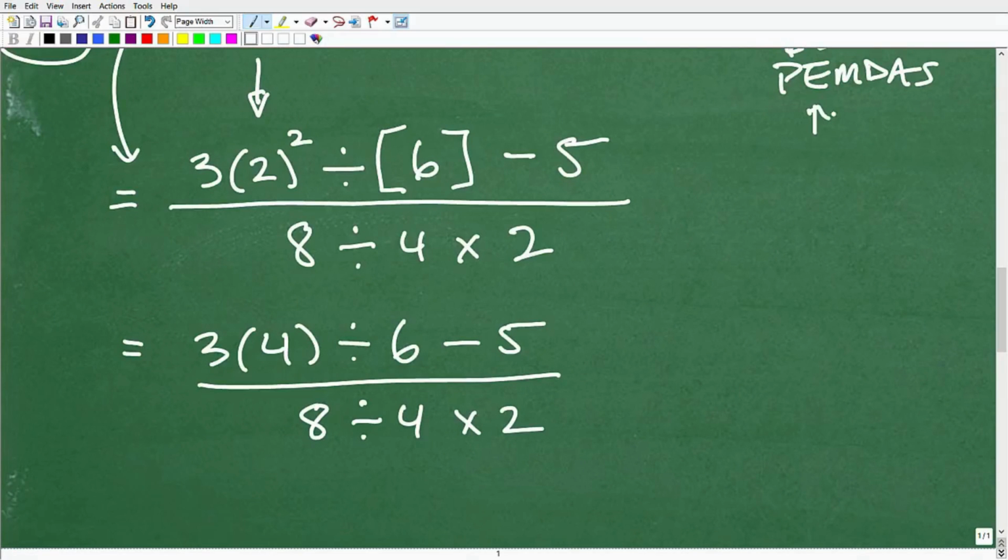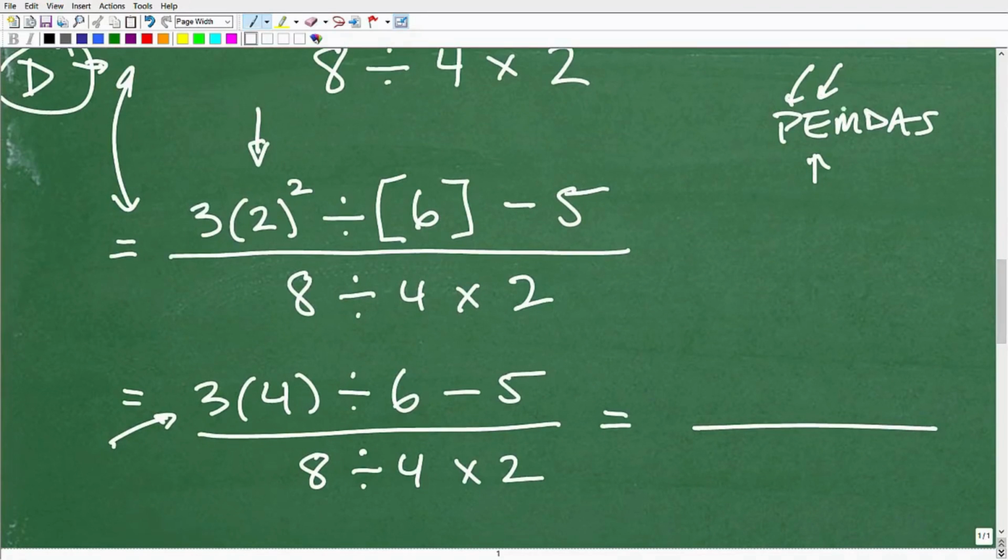Okay, so again, I'm still focused on the numerator. I'll deal with the denominator in a second. So are there any more powers? I don't see any more powers, right? So we're good there. So now I'm going to look at multiplication and division. Remember, I'm going to look at this as a bundle, right? So is there any multiplication and division? Yes, there is. This is multiplication, and then I got division here. So which comes first? Well, multiplication comes first from left to right.